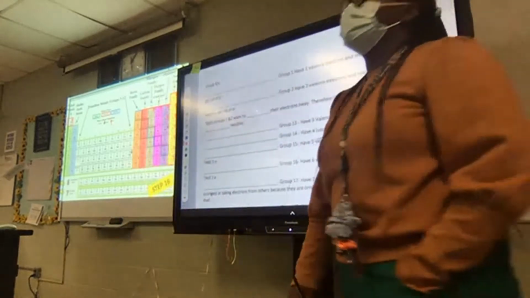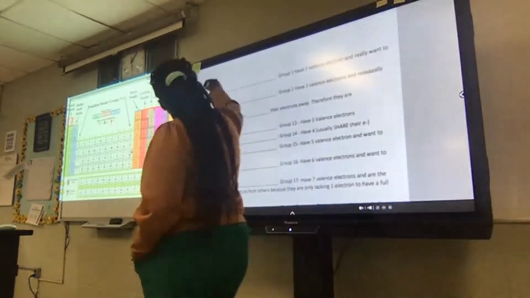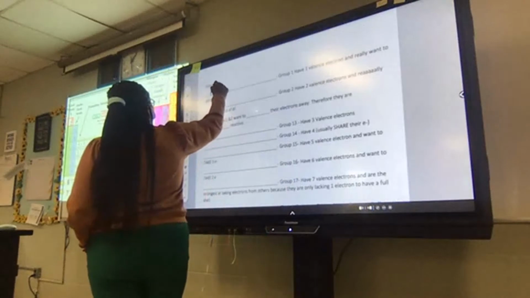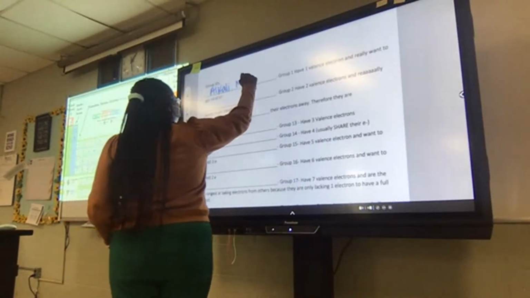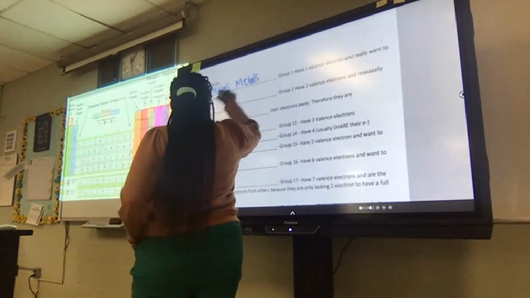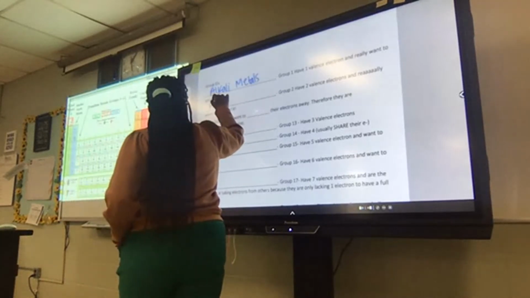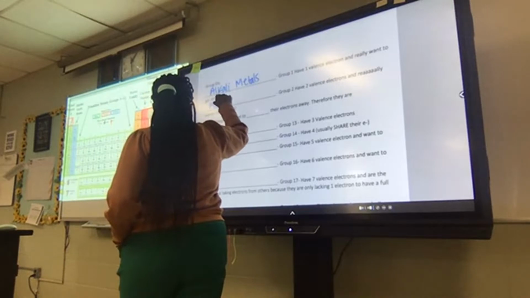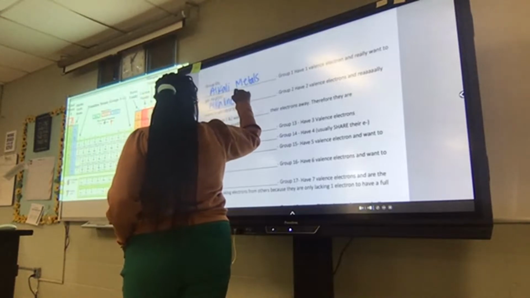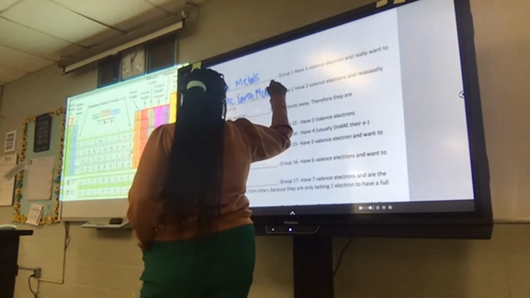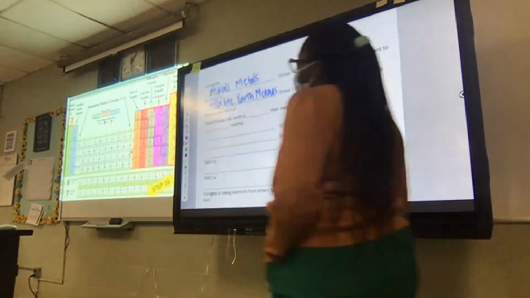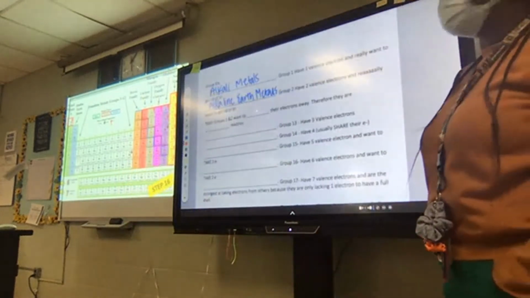All right, group 1. The name of group 1. Did anybody catch the name of group 1? Alkali metals. Good. Group 2 is called alkaline earth metals. They are twisted sisters. They are first cousins. They are awesome best friends.